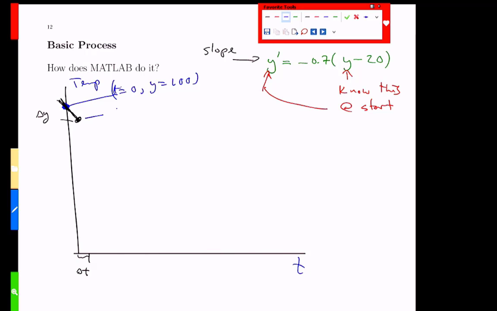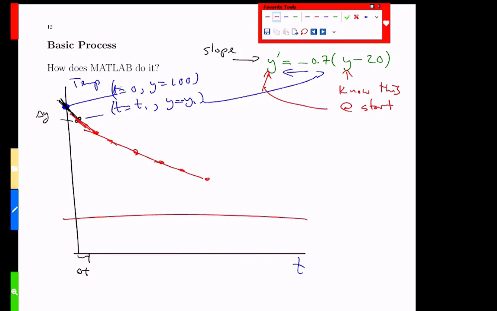Hey, I'm at a new t equals something else. Let's call it t1, and y equals y1. Oh, well, I can plug that in, get a new slope. And I follow that slope for a little bit. But that slope's going to be shallower because my temperature's lower, and I plug my numbers in, I get a lower number for the temperature difference, so I get a smaller slope. So it's going to be more shallow. And you can imagine stitching together these slope lines and eventually ending up approaching 20 degrees.